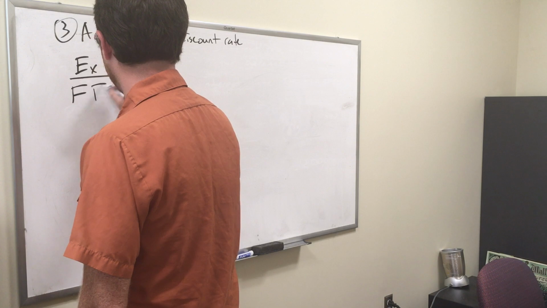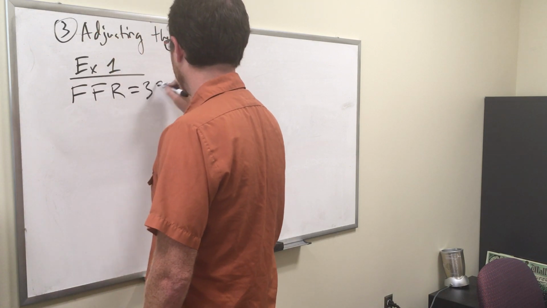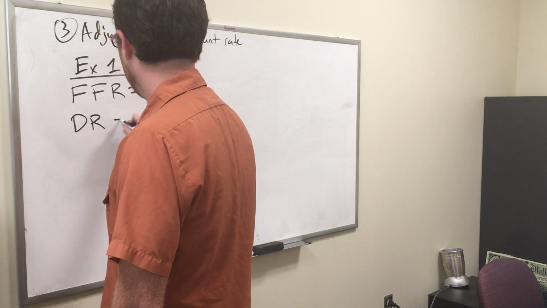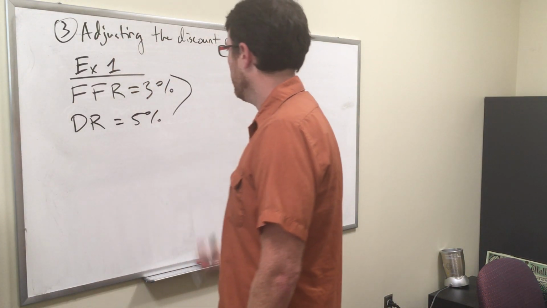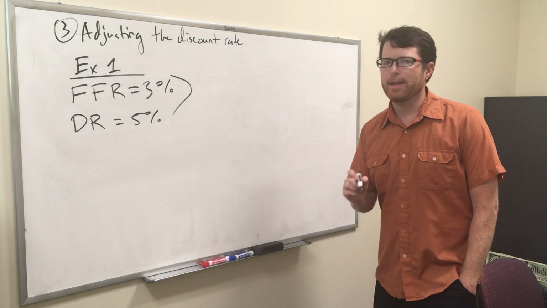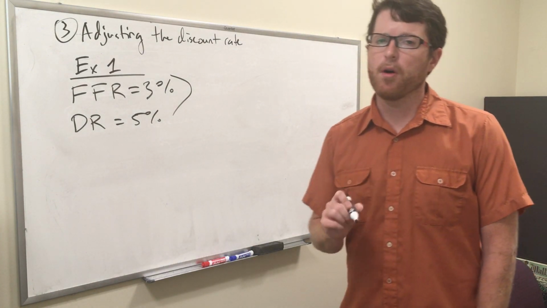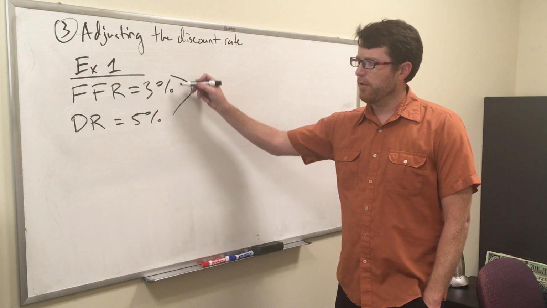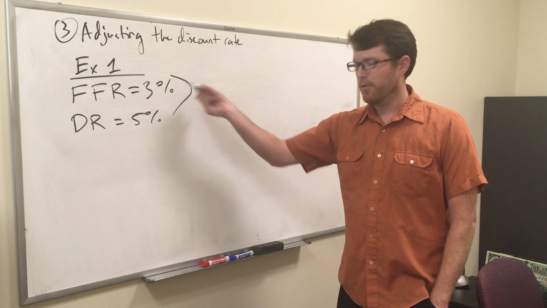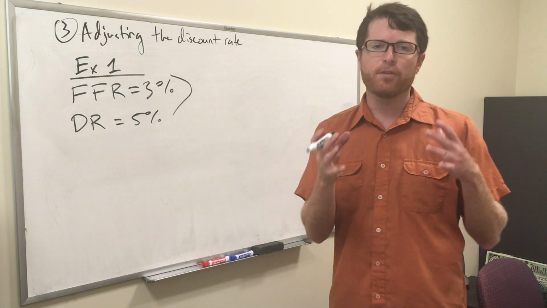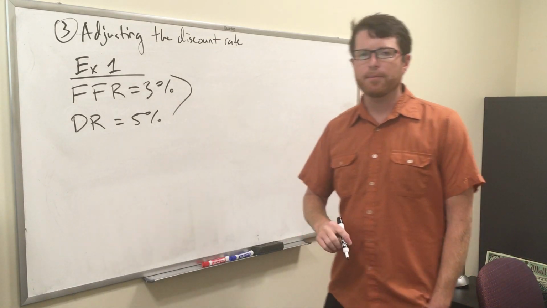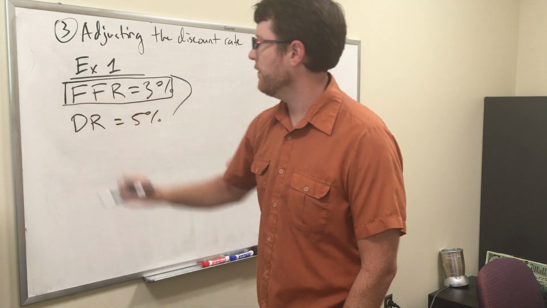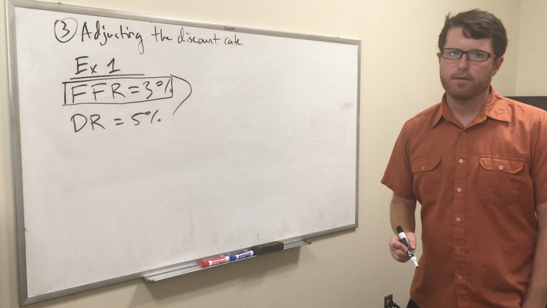Let's say that the federal funds rate is 3%. Let's say that the discount rate is 5%. In this scenario, if a bank needs to borrow, who are they going to borrow from? If you need to borrow money, would you prefer to borrow at 3 or 5%? 3, right? You prefer to borrow at the lowest possible rate. So if these are the two options you have, the bank is going to choose to borrow from other banks and pay the federal funds rate.